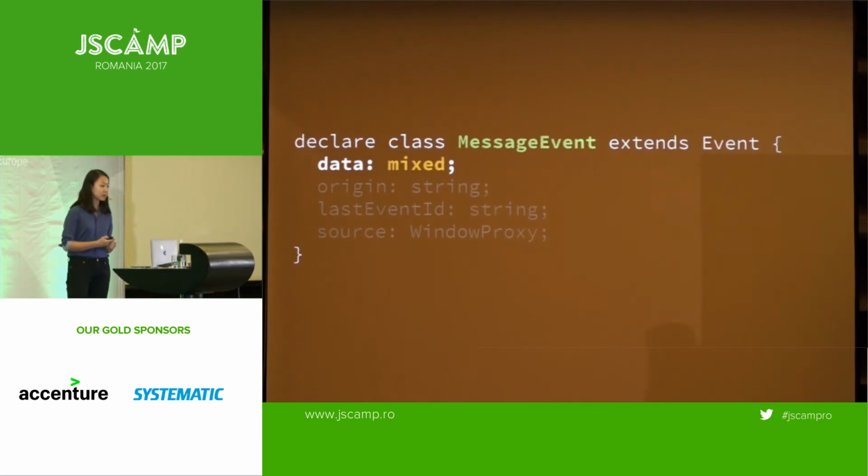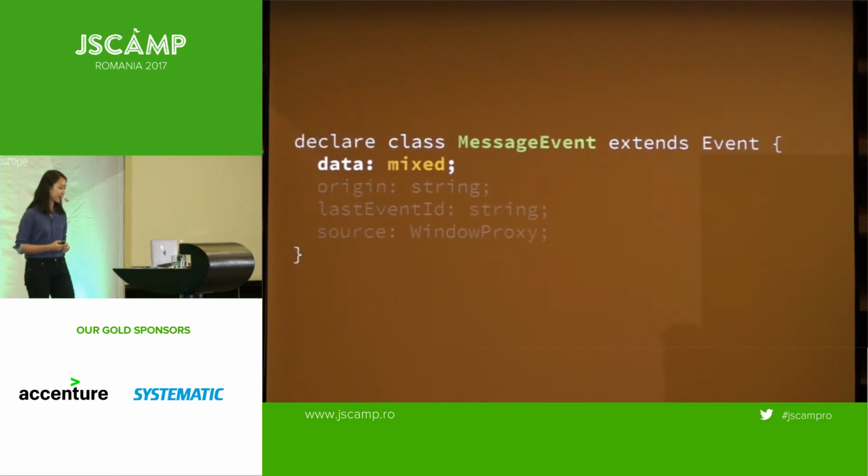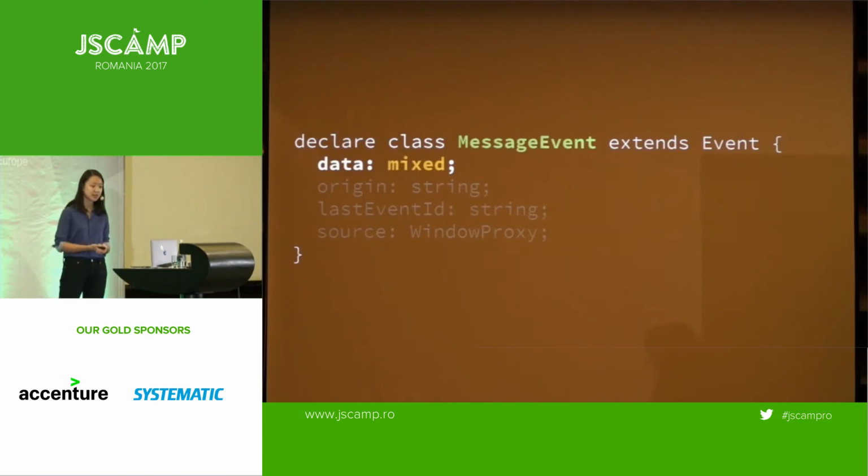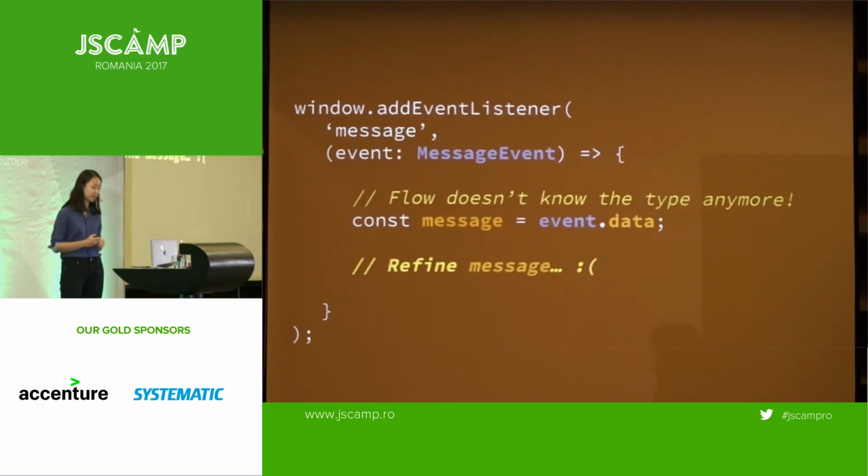And sure enough, if we look into Flow and we see how message event is typed within Flow, we can see that the message data is appropriately typed as mixed. This is good on Flow's part to type it as mixed because it is unknown and we should refine it. But this means at this point we've lost a nice type of our message, and now if we need to handle our cross-frame message, we have to refine it all over again.